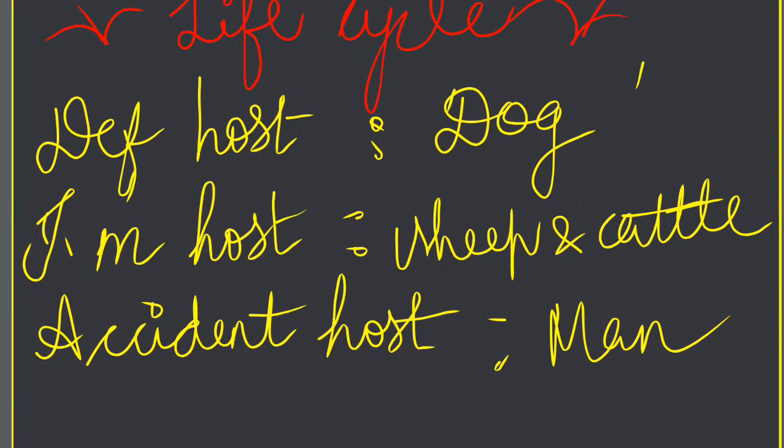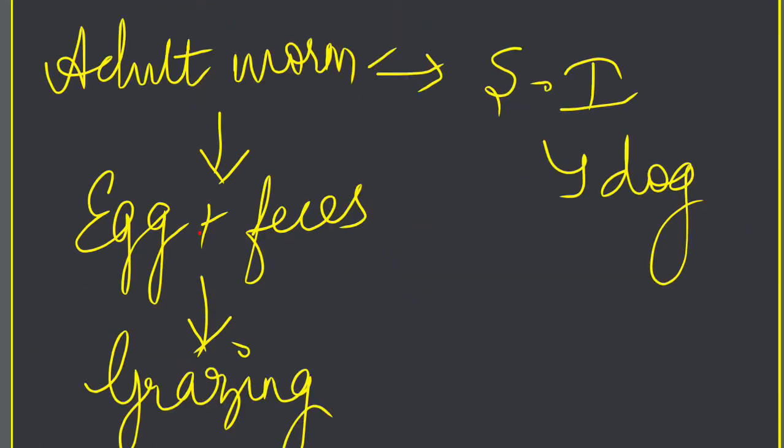Life cycle. The definitive host of Echinococcus is dogs, the intermediate hosts are sheep and cattle, and the accidental host is man. The worm completes its life cycle in two hosts. First, the adult worm resides in the small intestine of the dog. These animals discharge numerous eggs in the feces. Then cattle and sheep, while grazing, ingest these eggs.